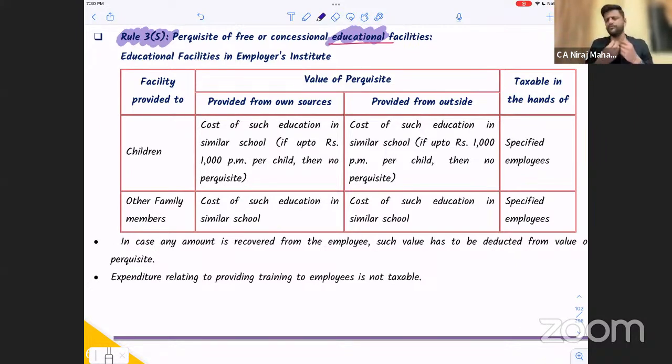See, from the employer's point of view, always think there are two options for the employer. How can he provide? Either he will construct a school or college, everything from scratch. Till here, it is his own school or college. That is option number one. What is option number two? What do you think? Till now, whatever we saw, what do you think is option number two?